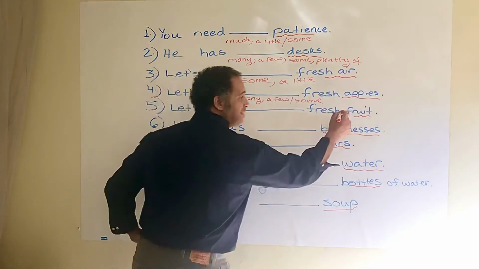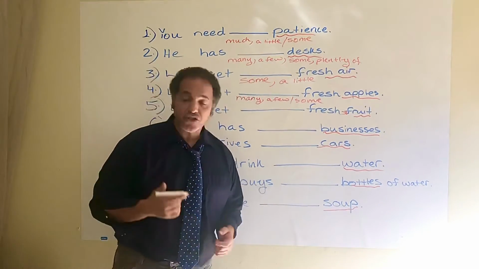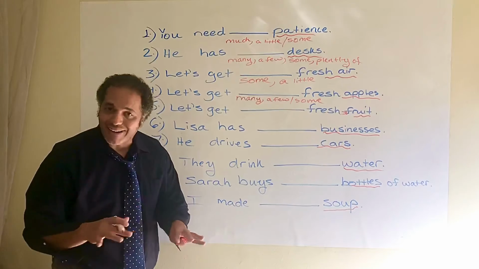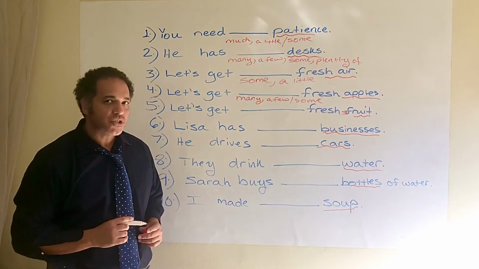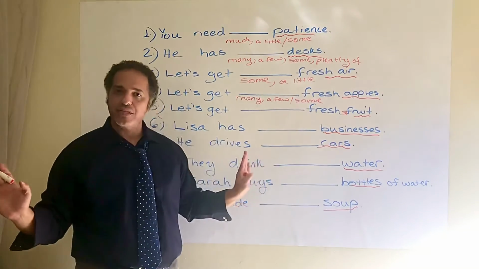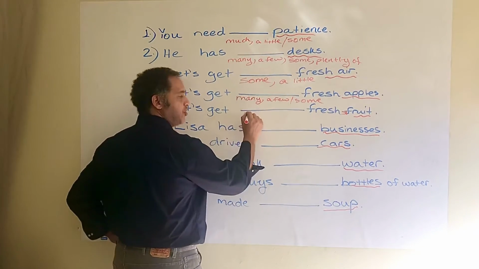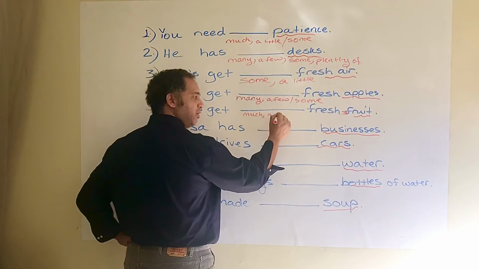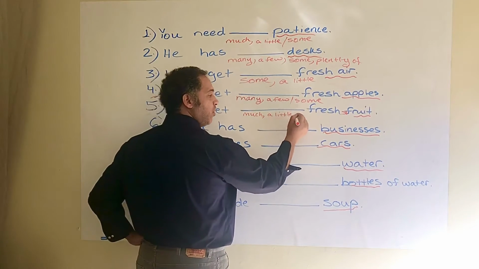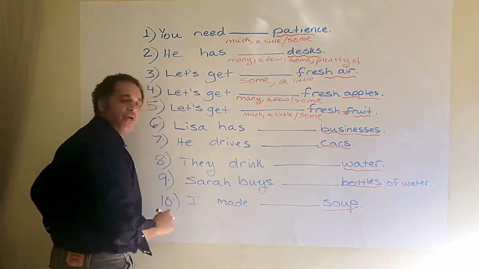But as soon as I say fruit, it's kind of weird, but in English, fruit is considered non-count. We don't say fruits. So let's get fresh fruit. You can just simply leave it alone, or you can say let's get much or a little. Or if you want to use some, that would be okay as well.